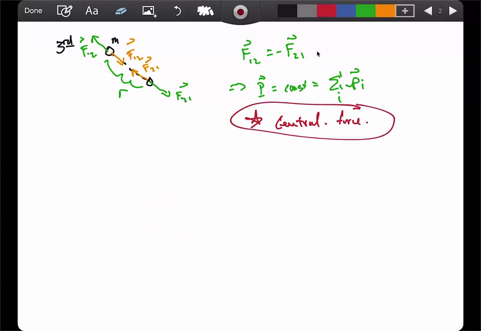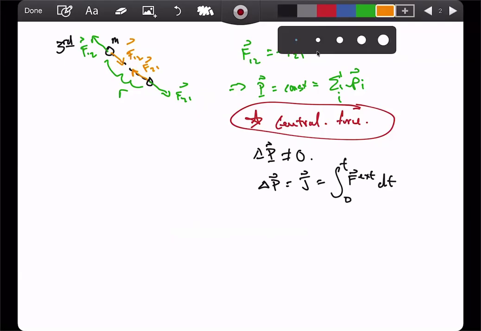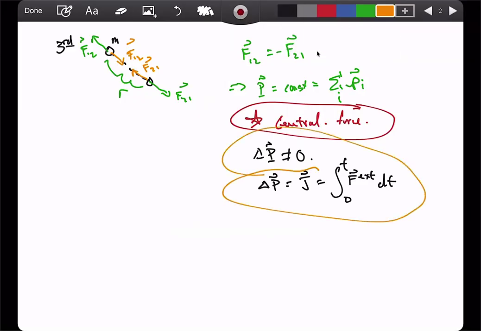If it's a non-central force, in this case, the change in momentum is not equal to 0. So in this case, our change in momentum is equal to the impulse, J, which is the integral of the force, which in this case will be the external force acting on the system integrated over time from some initial time to some final time. So this is true anytime I have external forces acting on the system. So this would be true if it is non-central and/or external forces acting on a system.